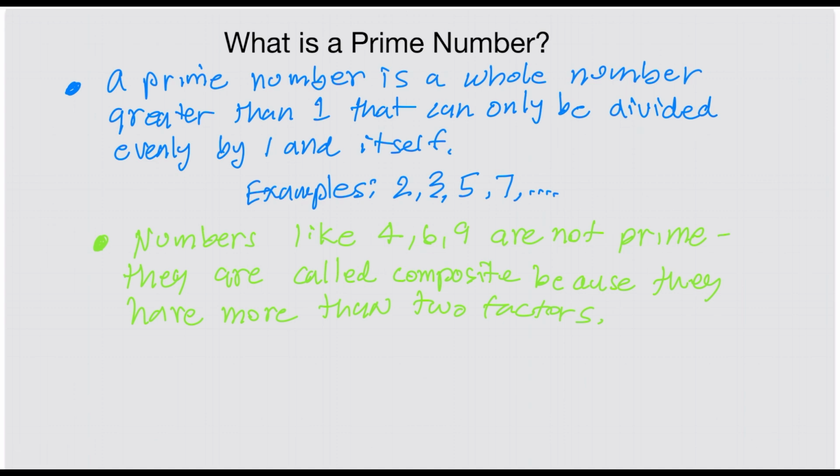First of all, what is a prime number? A prime number is a whole number greater than 1 that can only be divided evenly by 1 and itself. So the first few primes are going to be like 2, 3, 5, 7, 11. And the numbers like 4, 6, 9 are not primes. They are called composite numbers because they have more than 2 factors. So that's all the rest of the numbers. If you look at the positive integers greater than 1, it's either a prime or a composite. Most of them turn out to be composite, but the primes do go to infinity.